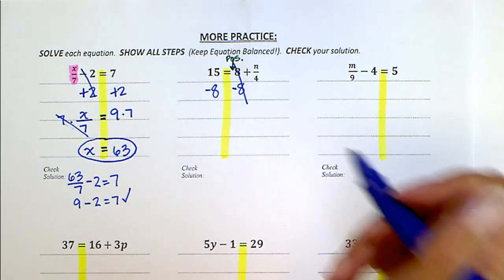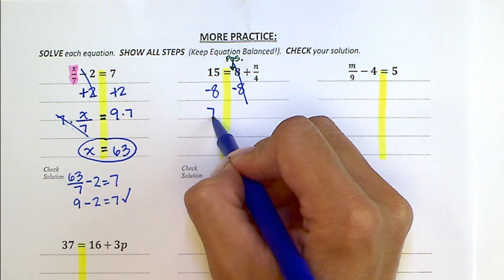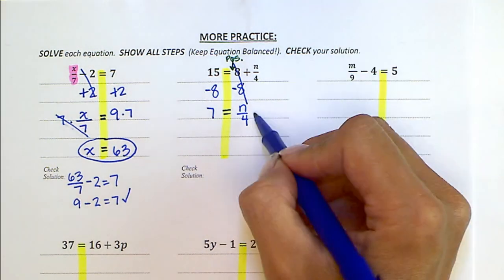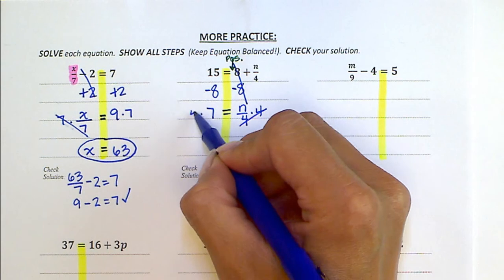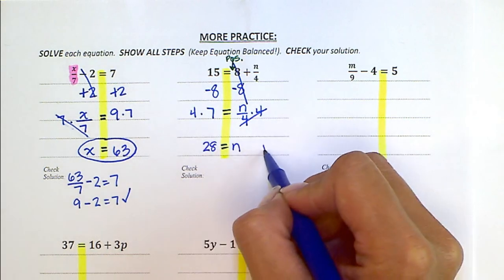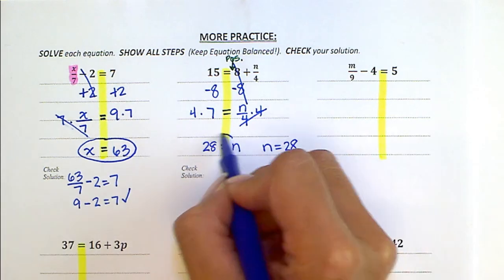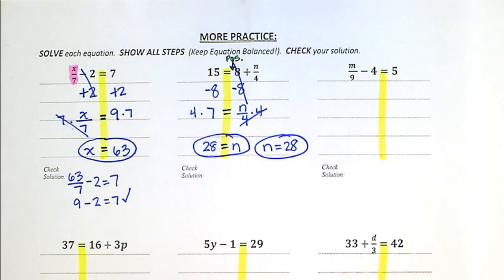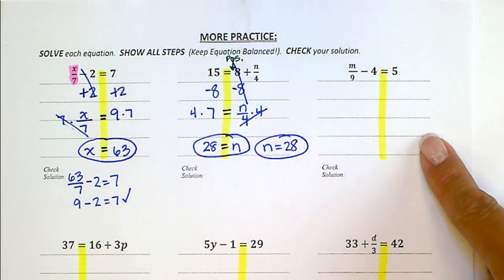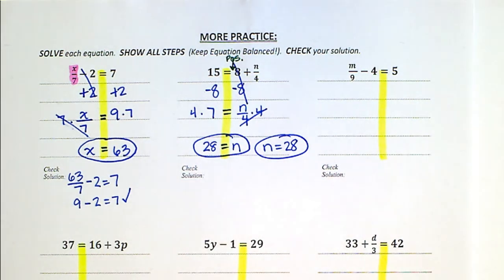All right, so we get 7 equals n over 4. The opposite of dividing by 4 is to multiply by 4. And we get 28 equals n, or you can say n equals 28, whichever way you would like to write that. Now, you can pause, and I want you to try the third one. You will find the answer somewhere down below. But I'm going to go ahead and go on to row 2.